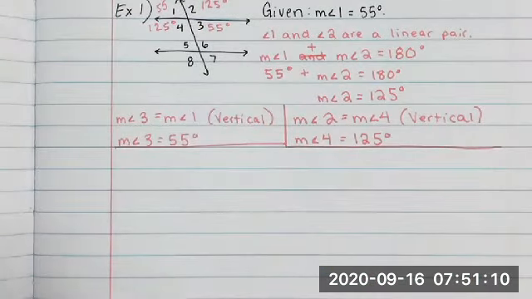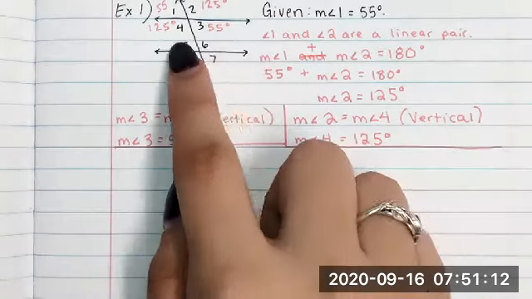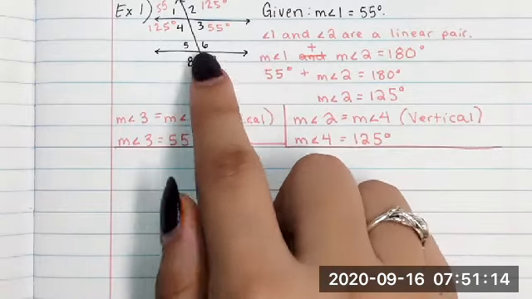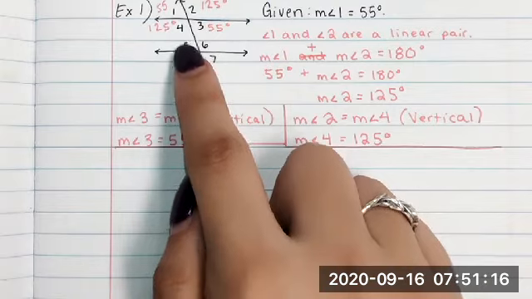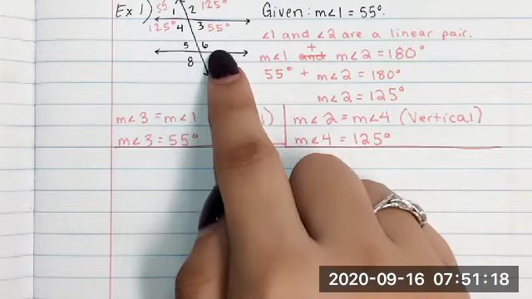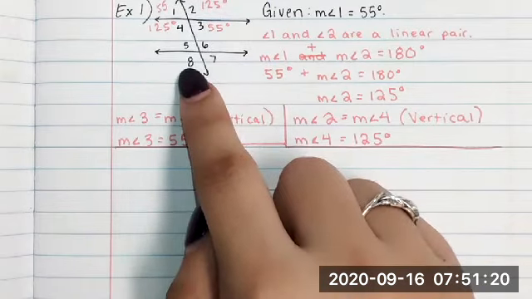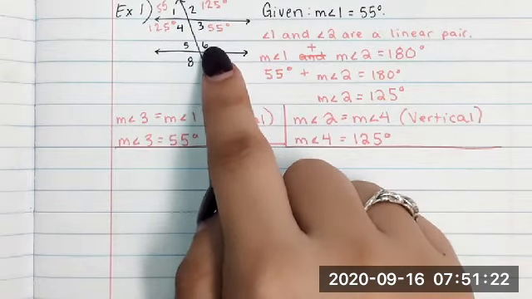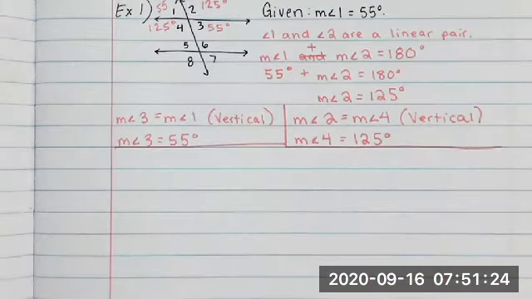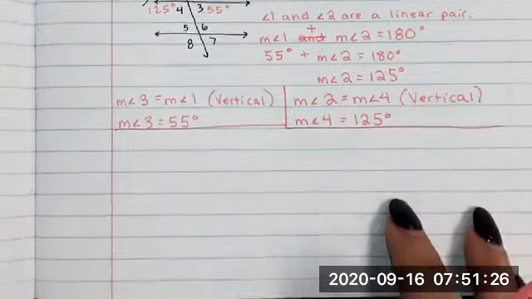So what we learned yesterday enables us to figure out what these are as well, because I would be able to see relationships like corresponding, alternate interior, alternate exterior, and same side interior. And we're going to use those to continue.